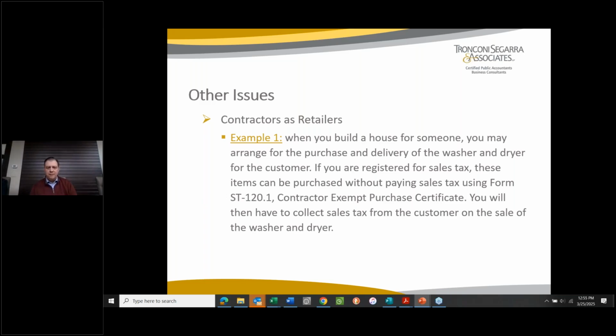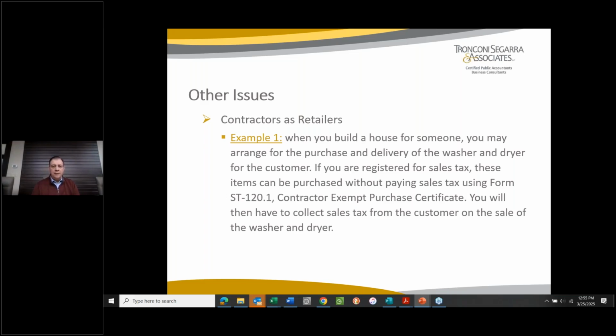Contractors acting as a retailer. So I think Kaitlin might have touched on this before, but if a contractor is building a house and the homeowner wants you to arrange for the purchase of a washer or dryer, well, that's not a building material, right? And that's something that you're going to charge them tax for on the installation because it remains tangible personal property.